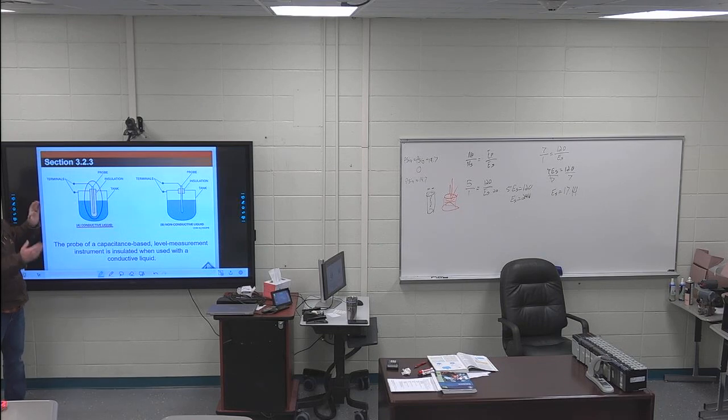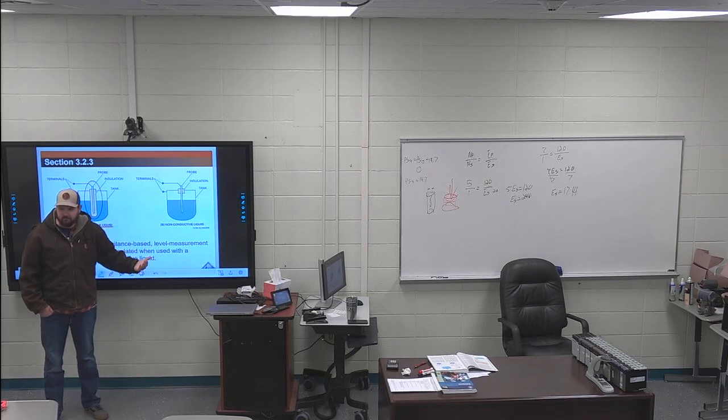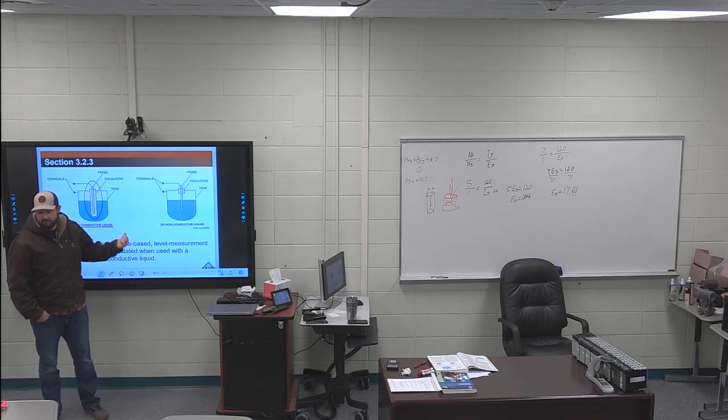So your plates aren't moving. The dielectric is going up and down, and based on how much is in there, it changes the capacitance. Based on that, we can determine the level. Does that make sense? If you have a conductive liquid, you have to use an insulated inner probe. But if you're non-conductive, obviously you can use one that's not insulated. Does that make sense how these work? Pretty simple device, but pretty useful.